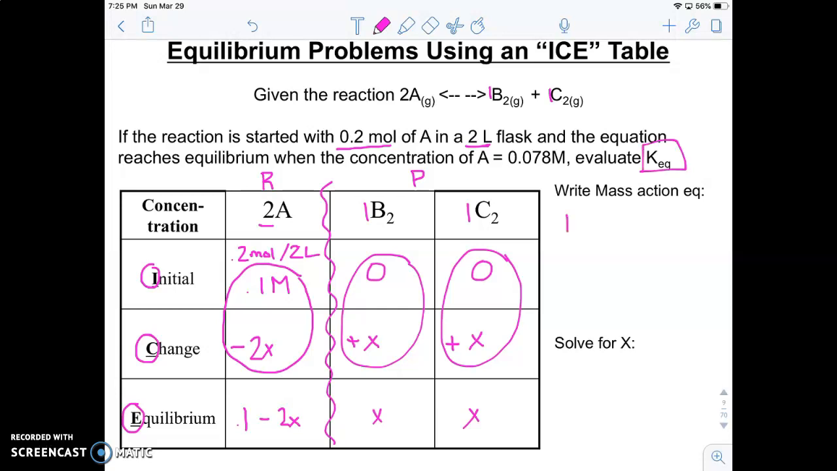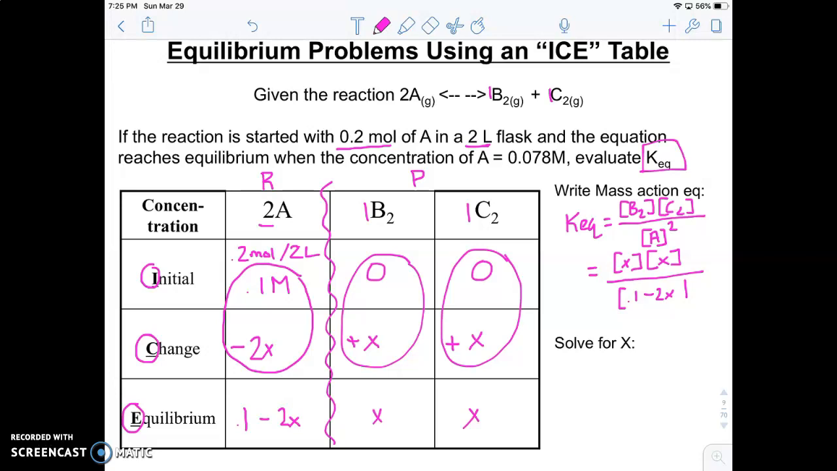Okay, so let's write out what the KEQ should be. I have my products over my reactant, and my reactant has 2 in front of it, so that means it needs to be squared. Okay, now all I have to plug in here are X from my ICE table. That's what the concentration of B2 is going to be. The concentration of C2 is going to be X. And the concentration of A is 0.1 minus 2X. And this whole thing is going to be squared.